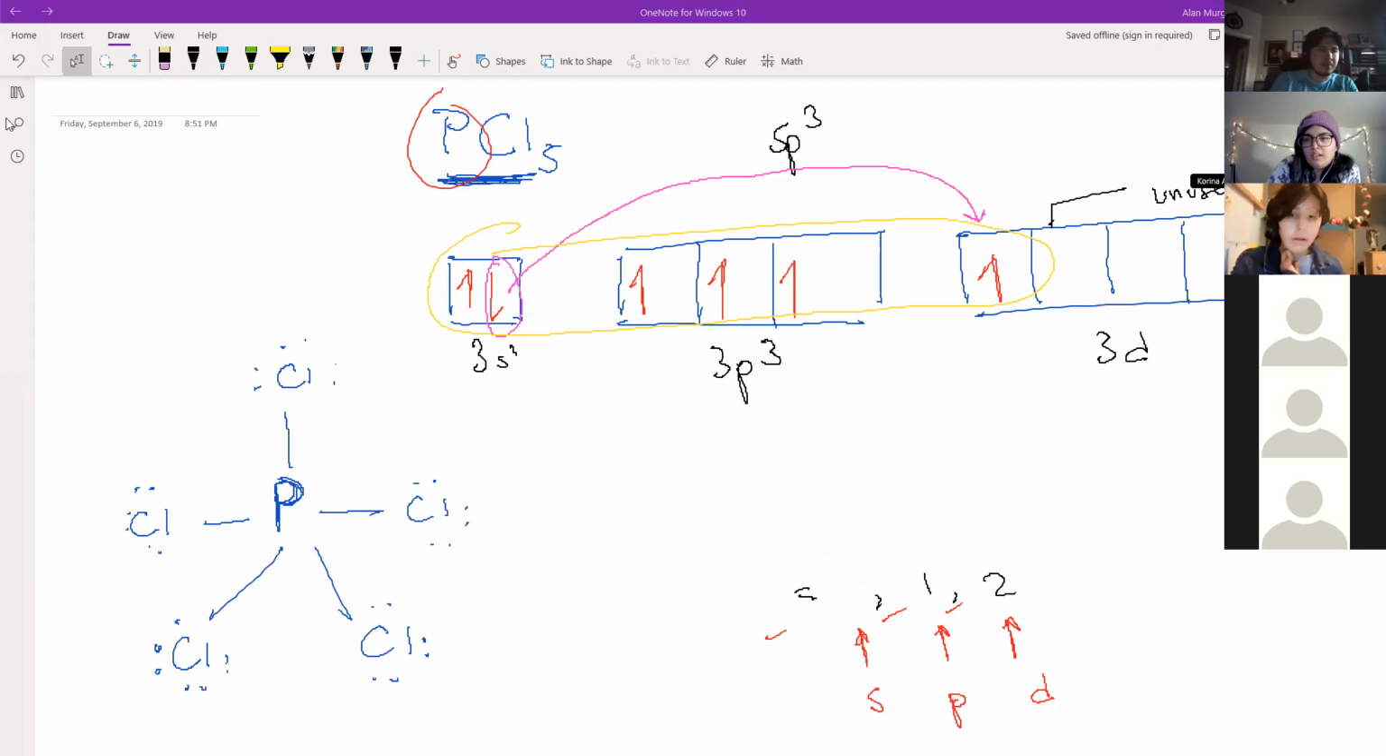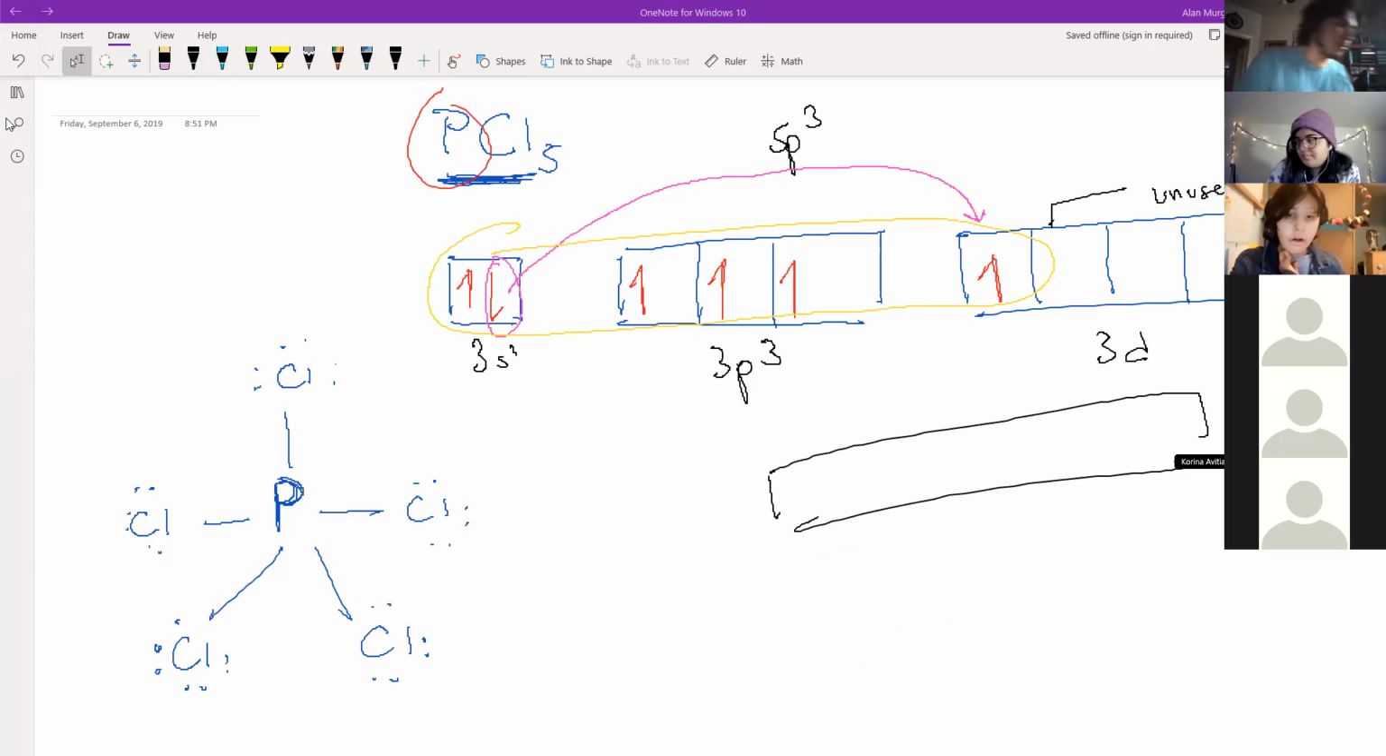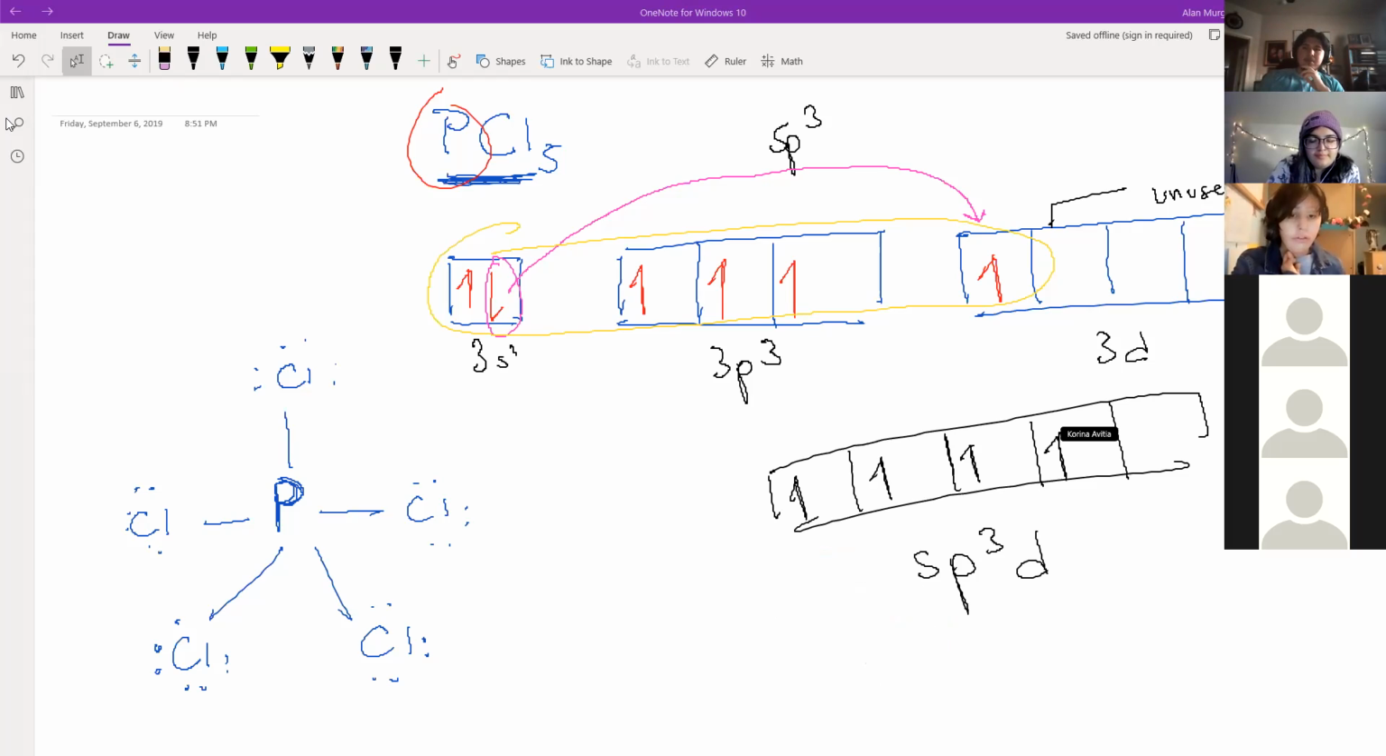This is what creates what we call sp3d hybrid orbitals. So now we have 1, 2, 3, 4, 5 orbitals and 5 electrons at our disposal, which phosphorus is able to use to make 5 bonds to each of the chlorines. Does that make sense?